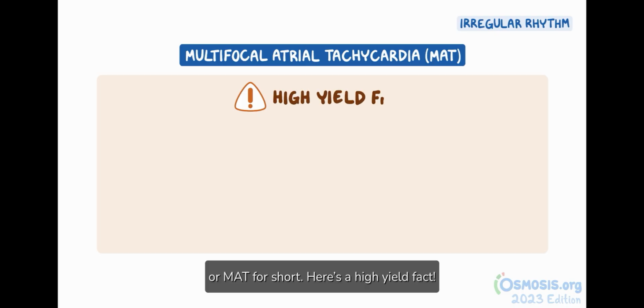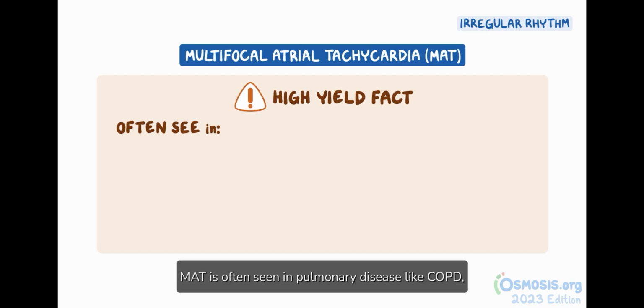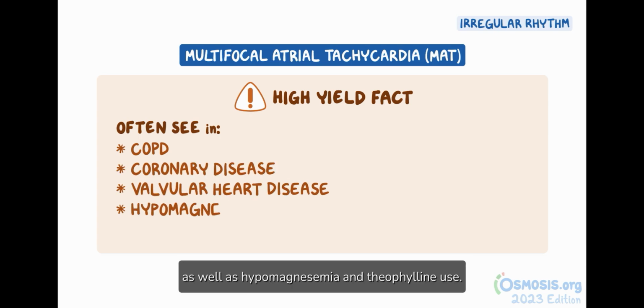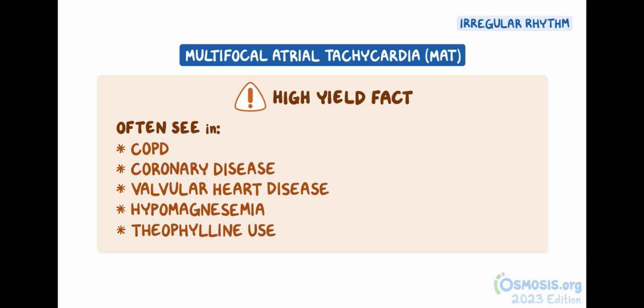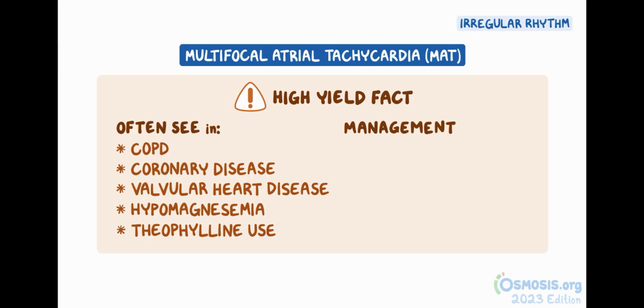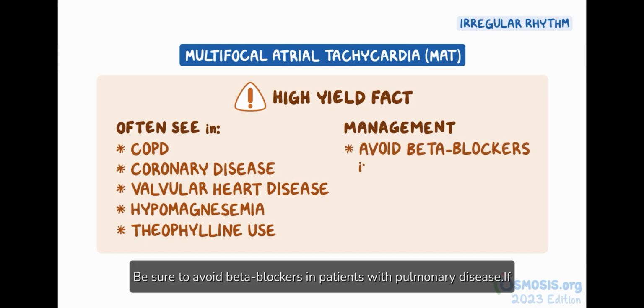Here's a high-yield fact. MAT is often seen in pulmonary disease like COPD, coronary disease, and valvular heart disease, as well as hypomagnesemia and theophylline use. Management of the underlying condition will sometimes terminate MAT. Be sure to avoid beta blockers in patients with pulmonary disease.